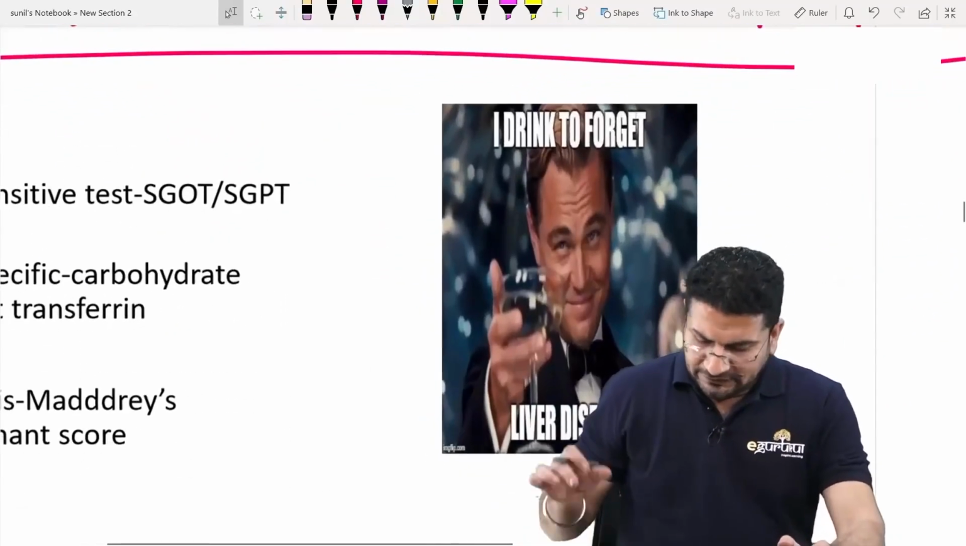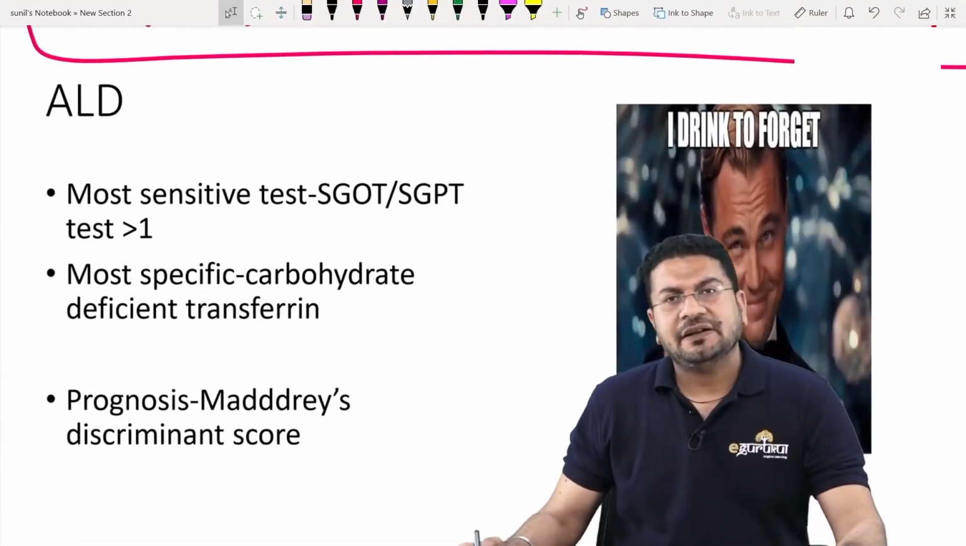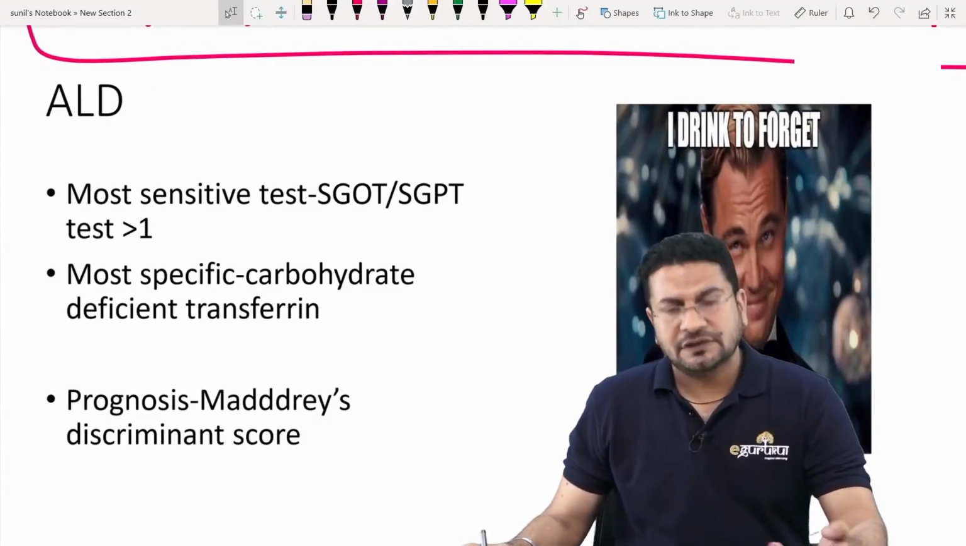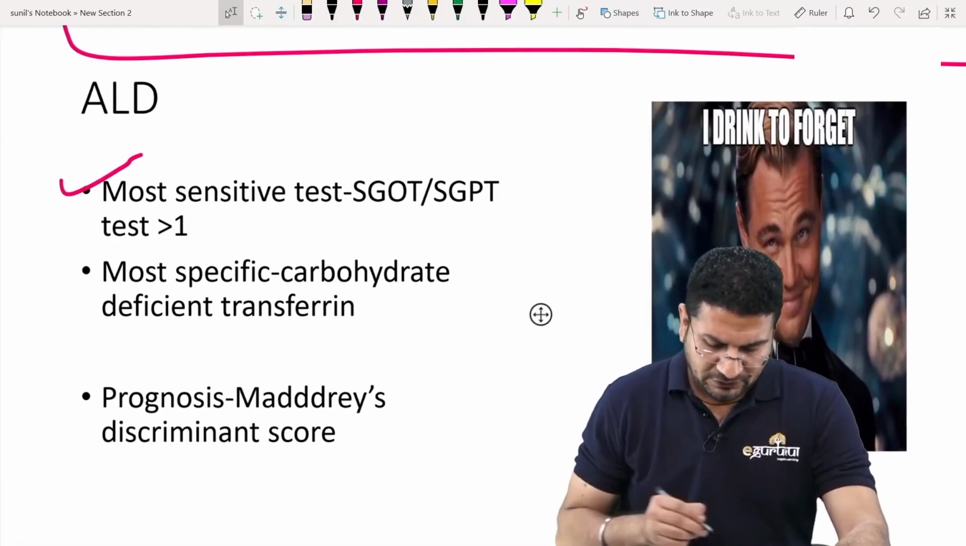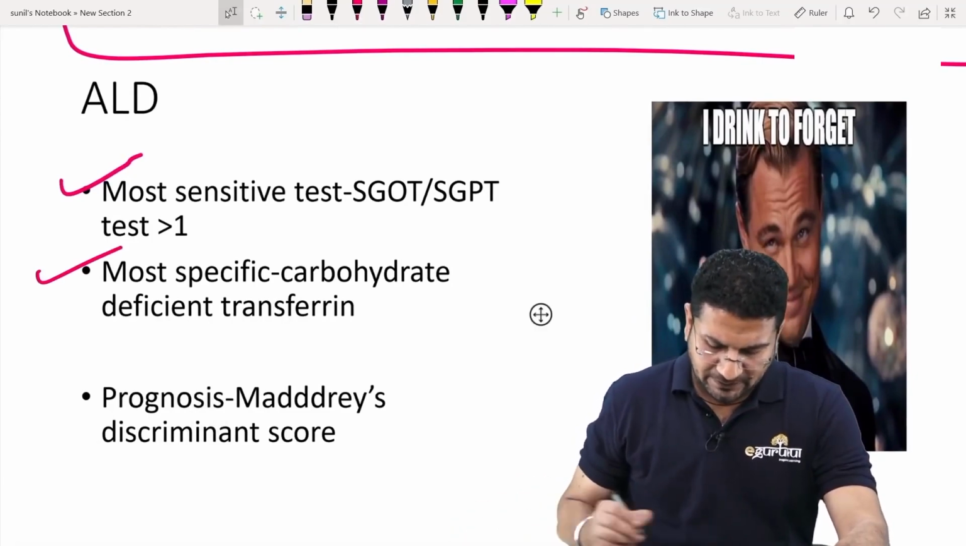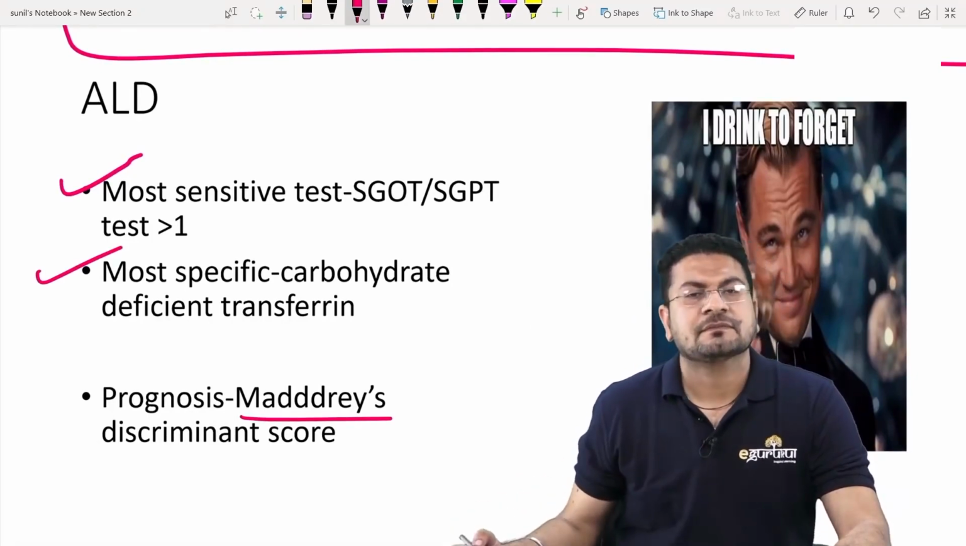Okay, so see, this is alcoholic liver disease. We can have alcoholic hepatitis, alcoholic fatty liver, alcoholic cirrhosis. So most sensitive test will be SGOT, SGPT ratio. Most specific will be carbohydrate deficient transferrin. The prognostic index is MADRS.